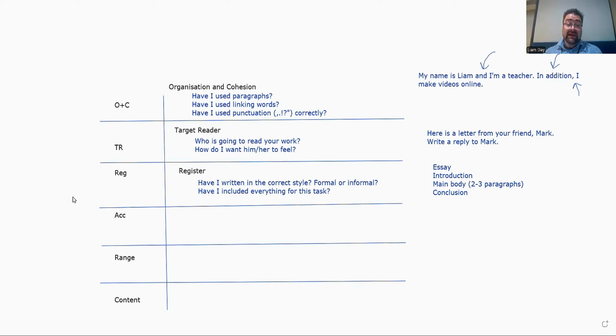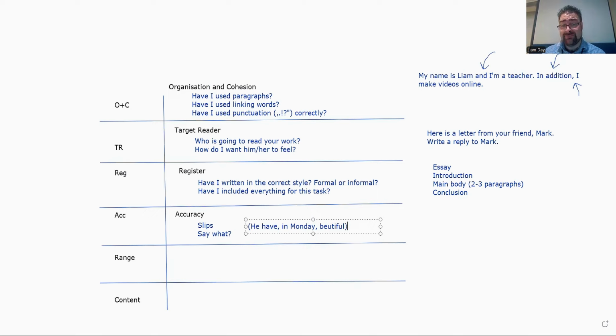Okay, next one, accuracy. This is all about the mistakes that you make. Okay, there are 2 types of mistakes, what I call slips and what I call say what mistakes. Now, a slip is something that happens because your brain switches off for a moment. Okay, it's things like he have, or in Monday, or misspelling the word beautiful, for example, missing out the A.